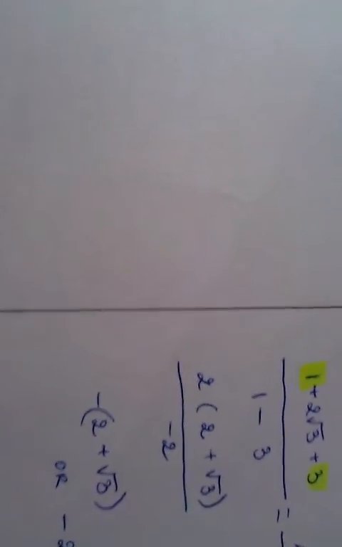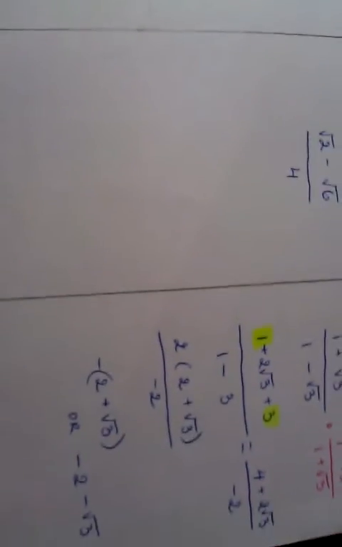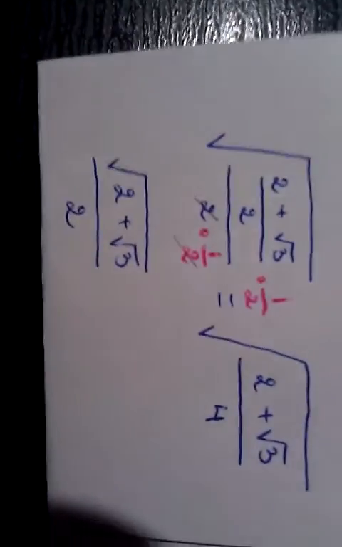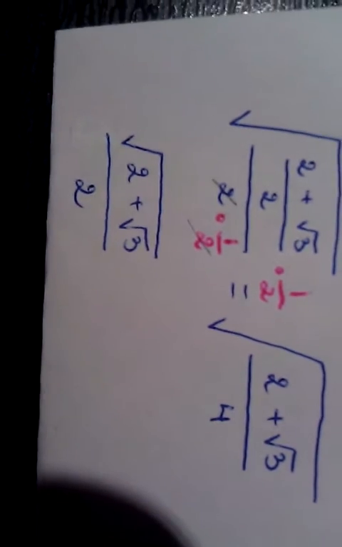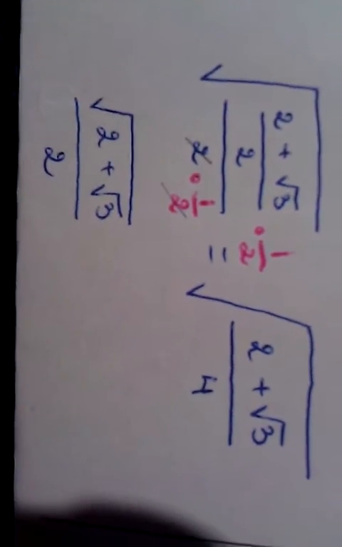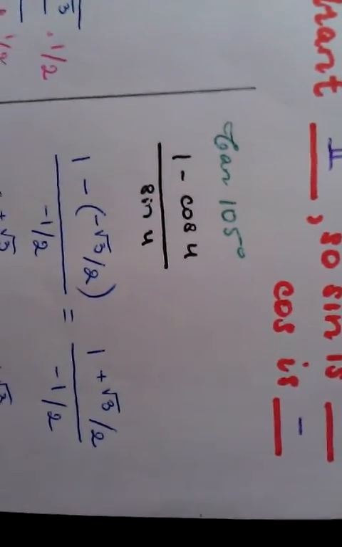Then, to check and make sure that your problem is correct, you can use the calculator to plug in this number and this number to see if they are the same. And if they are the same, that means you're correct. And as you can see, tangent for this method is the same as tangent for the sum formula.